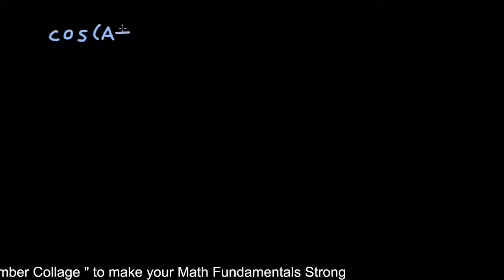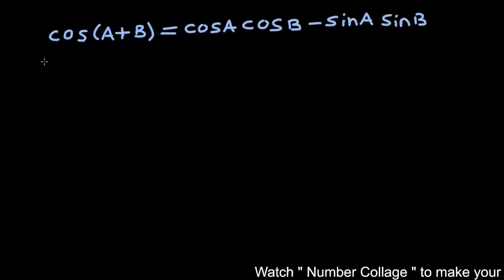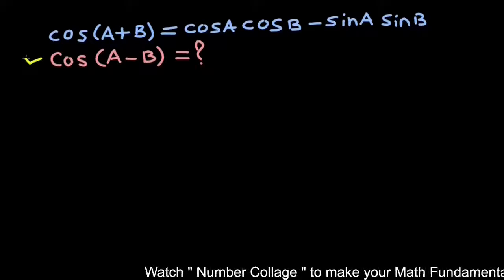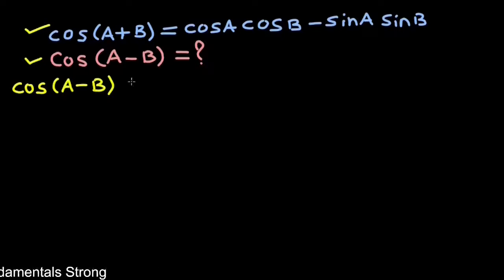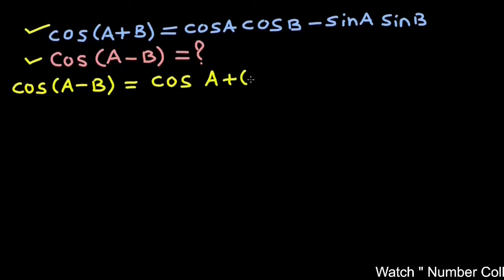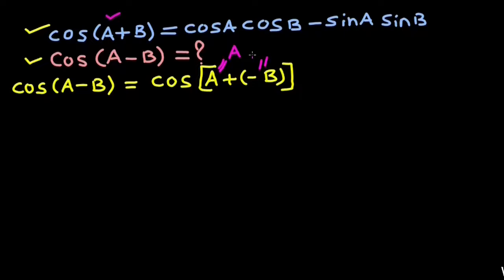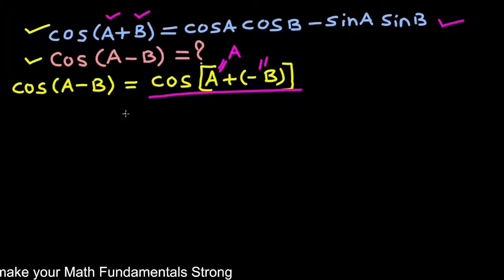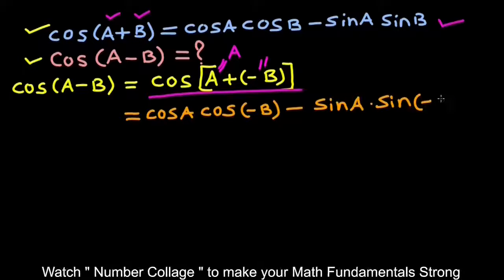We have cos (A plus B) equals cos A cos B minus sin A sin B. We have to find cos of (A minus B). So we will write this cos (A minus B) in terms of cos (A plus B). So we write cos (A minus B) equals cos of (A plus minus B), so that this A becomes this A and this minus B becomes this B. Now we will apply this formula on this and write cos (A minus B) equals cos A cos (minus B) minus sin A sin (minus B).